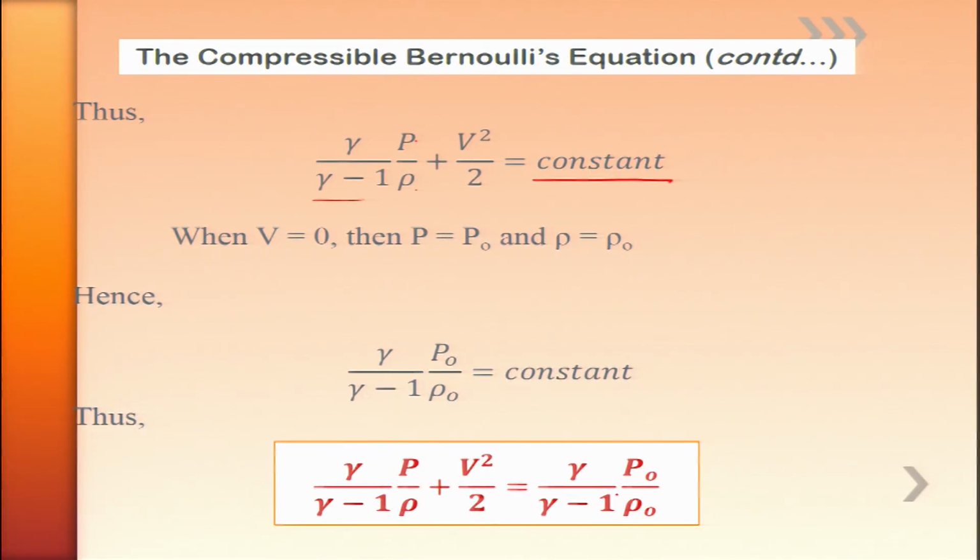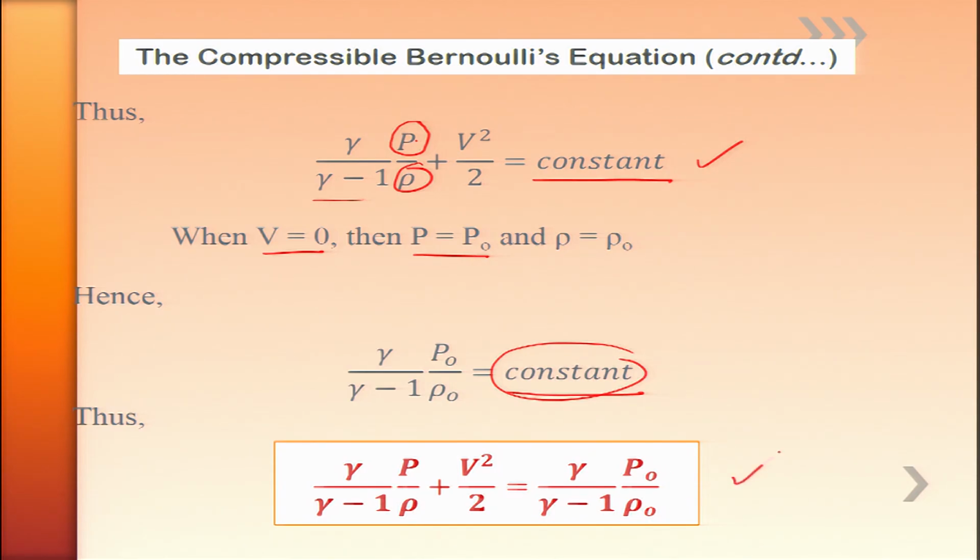That means to evaluate this constant, if the velocity is 0, then we will have the stagnation condition, P as P naught and rho as rho naught. That means I will evaluate the constant as gamma upon gamma minus 1 P naught by rho naught. Putting back the value of the constant into the above equation, that leads to gamma upon gamma minus 1 P by rho plus V square by 2 is equal to gamma upon gamma minus 1 P naught by rho naught.